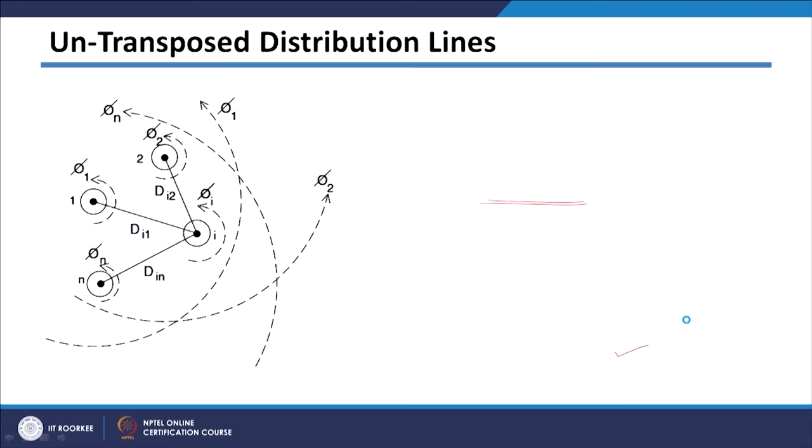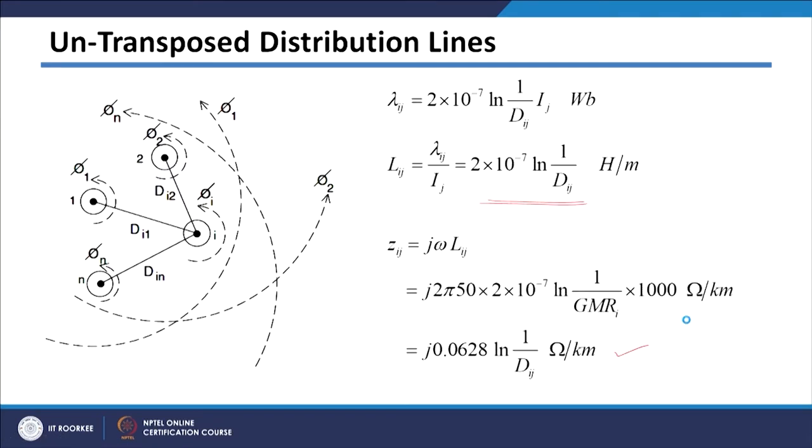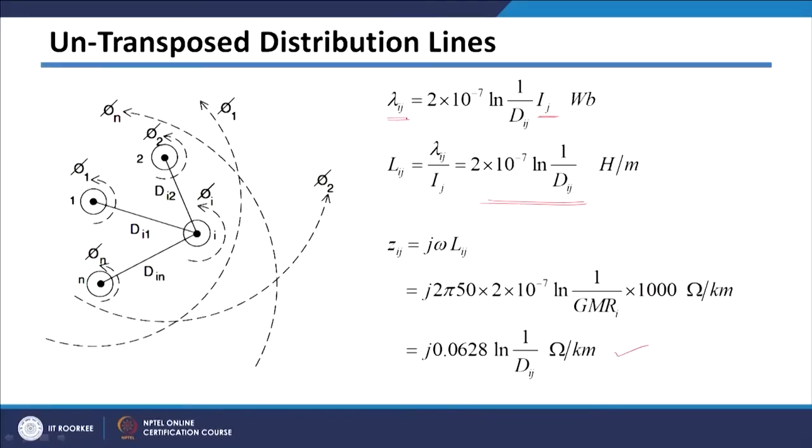Let us see how to calculate mutual inductance. For mutual inductance, I am considering here flux linkages due to current Ij, that is, flux linkages of conductor i due to current in conductor j. For any conductor j, the current is Ij here, and flux linkages of conductor i due to current Ij is given by this formula, which is 2 into 10 raised to minus 7 natural log of 1 divided by Dij. Dij is nothing but the distance between conductors i and j.